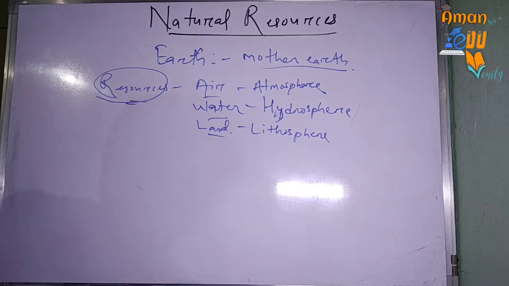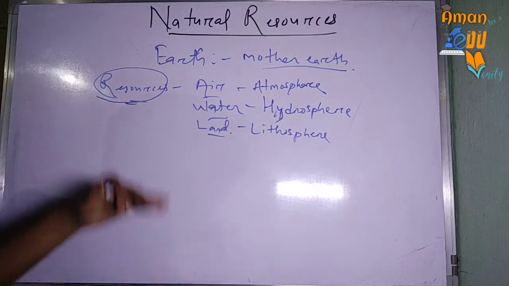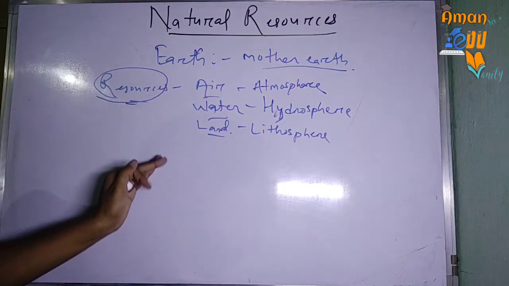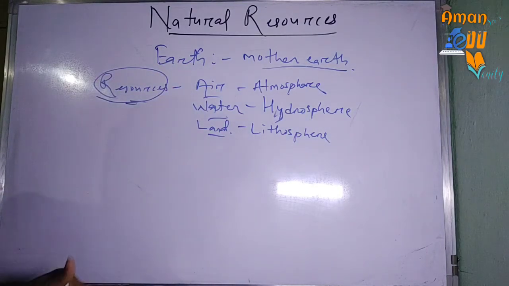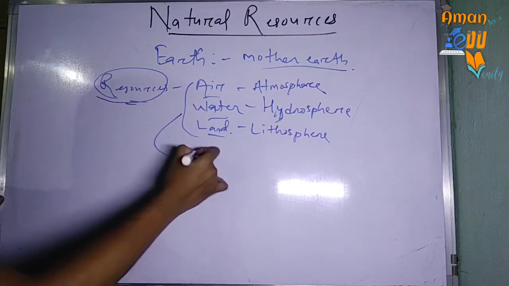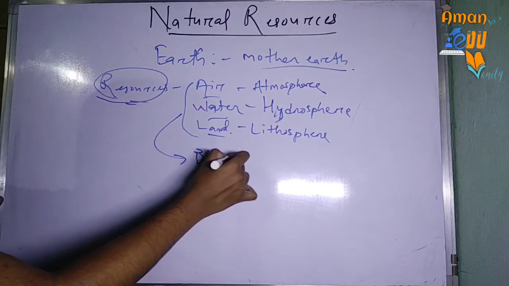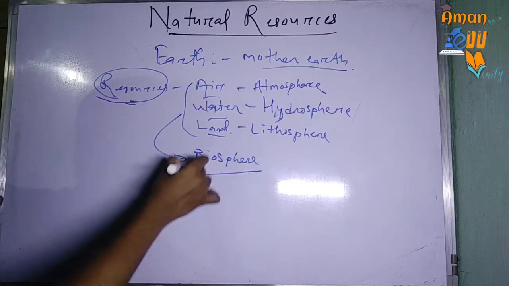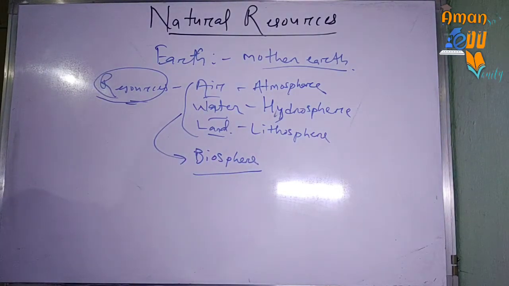And where all these 3 things are available, that zone is called the life supporting zone. And where all these 3 things interact together within themselves and make life possible, that is called the biosphere. Okay, so biosphere is that part of the earth which is supporting life. Bio means life, so the life supporting zone of the earth is called the biosphere.